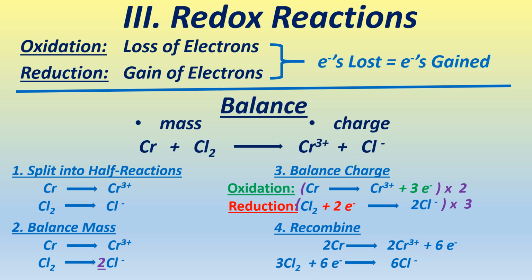My 6 electrons are now balanced, 6 on the left, 6 on the right, and they will cancel. And my overall balanced equation is now going to be 2 moles of chromium plus 3 moles of Cl2 going to 2 moles of Cr3+ and 6 moles of chloride ions.